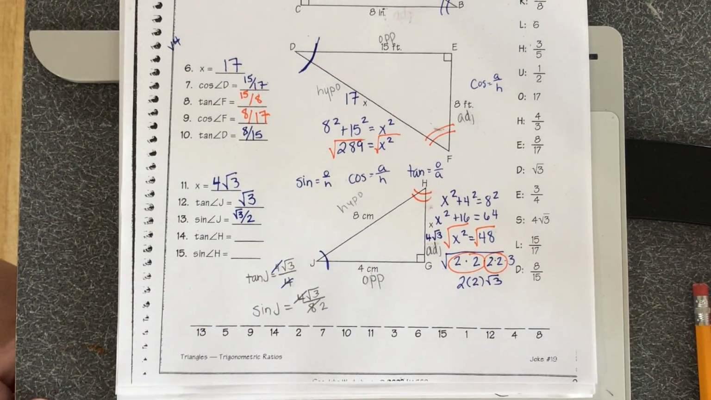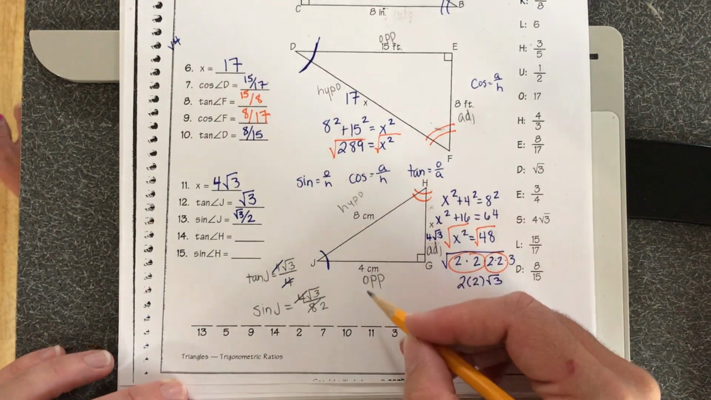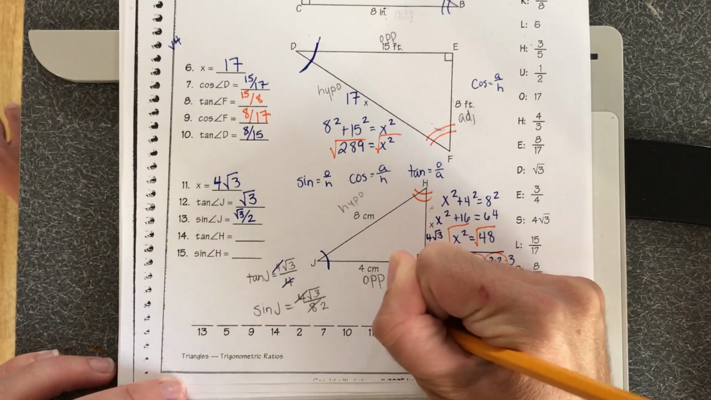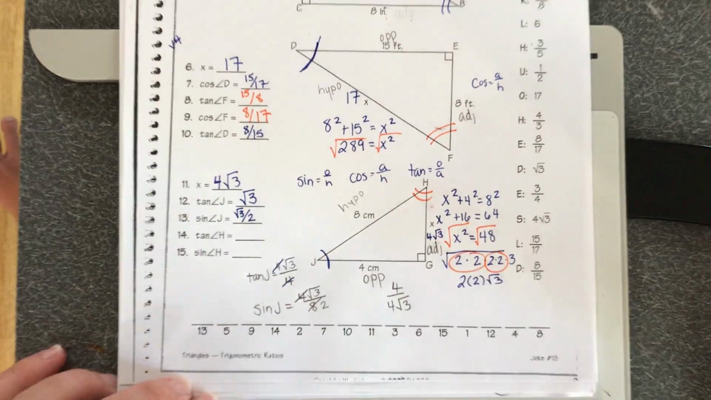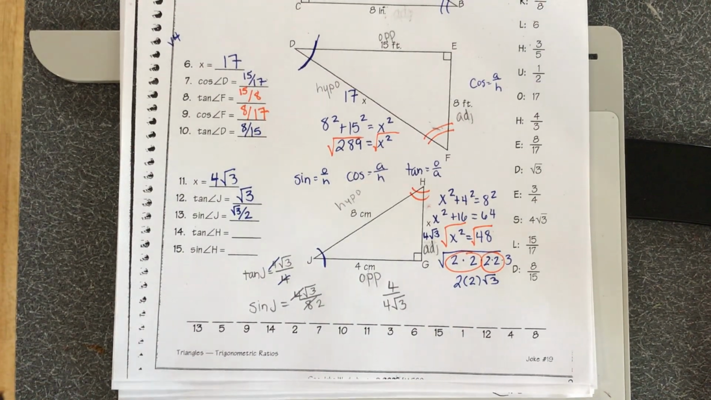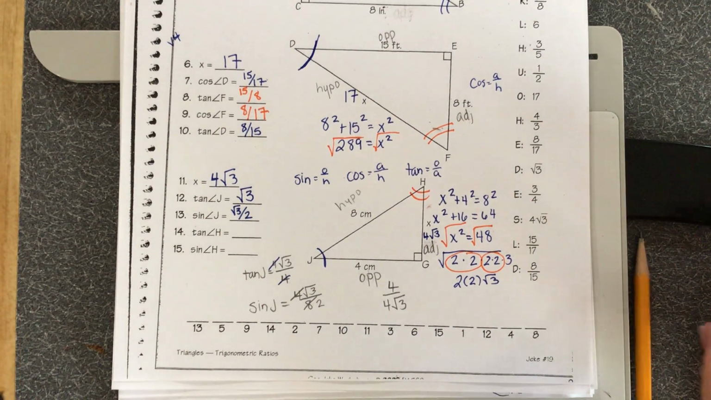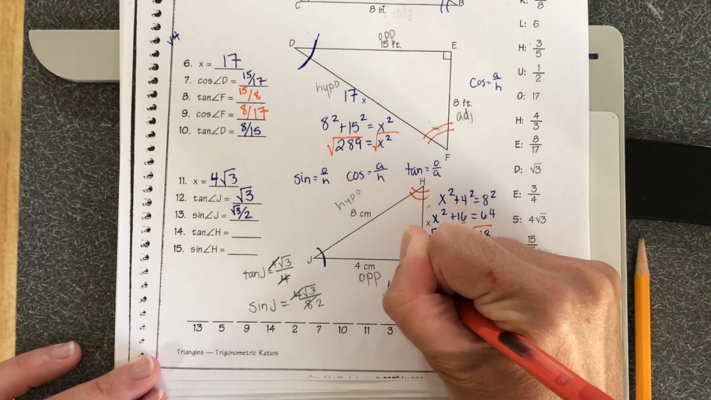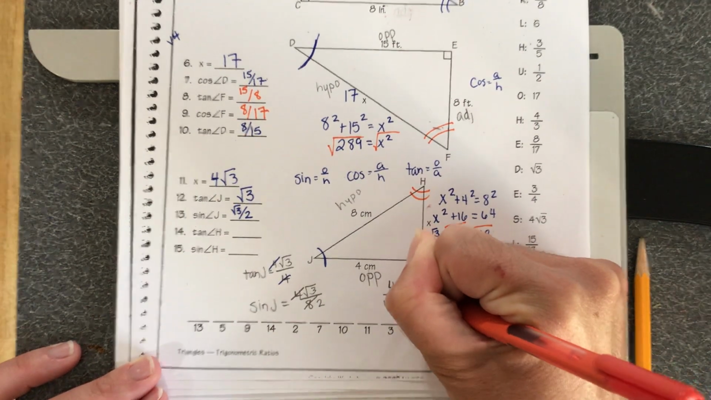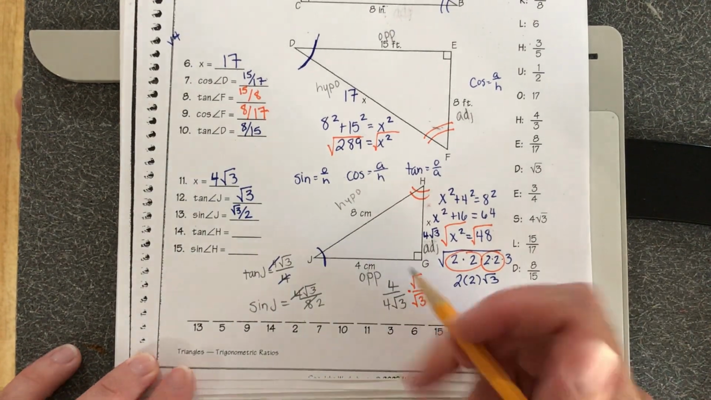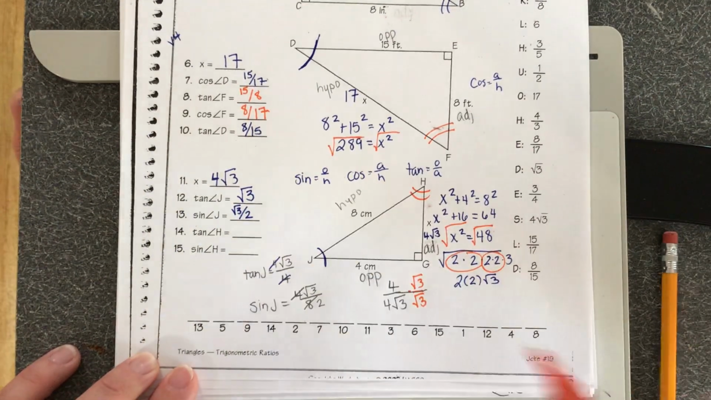So tangent H is opposite over adjacent. So 4 over 4 times the square root of 3. Now, the problem with this is we're not allowed to have a radical in the denominator. So remember about rationalizing the denominator. So we're going to multiply the top and the bottom by the square root of 3 over the square root of 3. Now, also in this, you can go ahead and see how your 4's are going to cancel each other out.